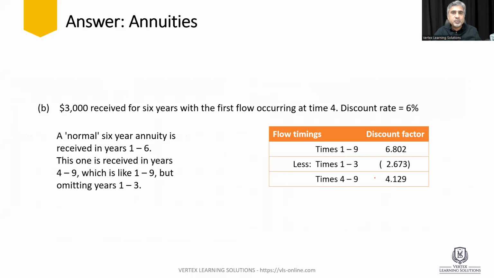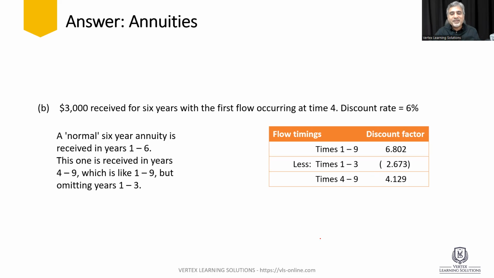This 4.129 is actually an annuity factor for 6 years, starting from year number 4, which means 4, 5, 6, 7, 8, 9. By the way, this is the easy way of doing it.